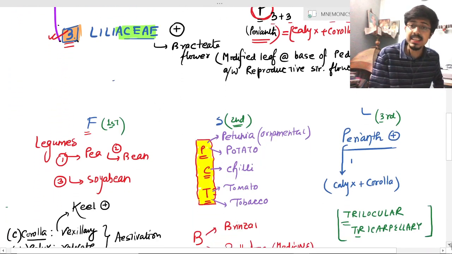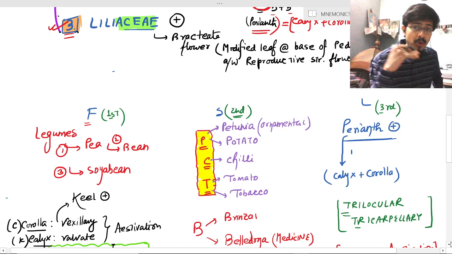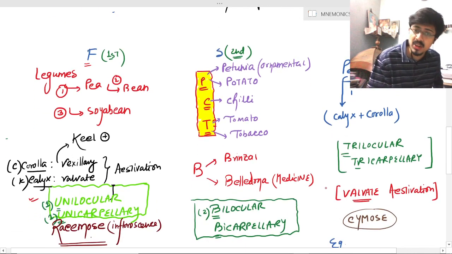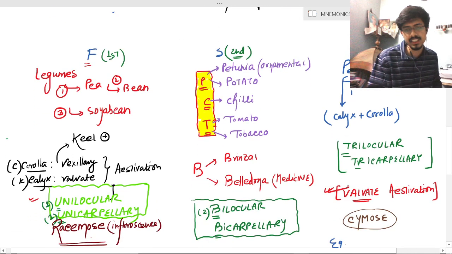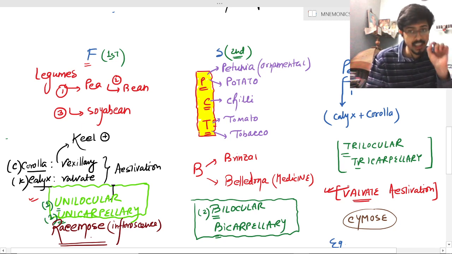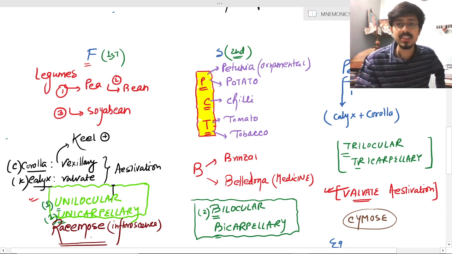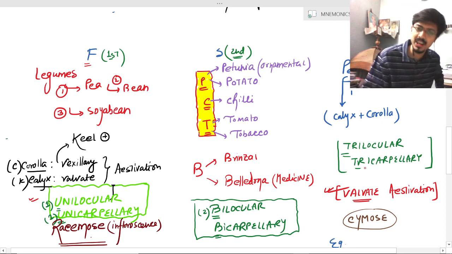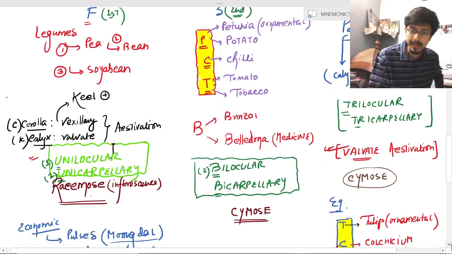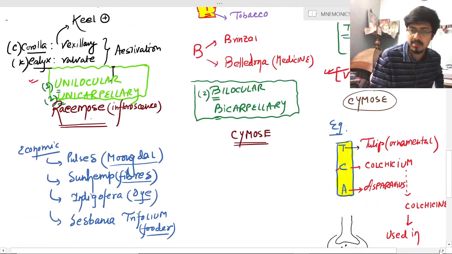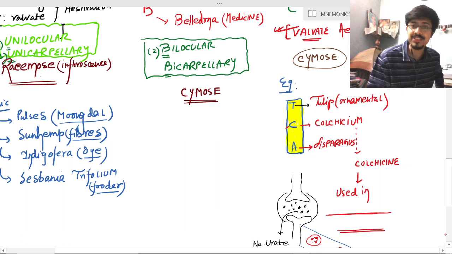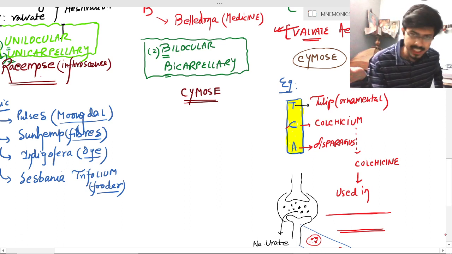Liliaceae. In the Liliaceae the special character is perianth, the calyx and corolla attached together. So first, perianth is present, and second, valvate estivation is found in the Liliaceae family. You have to remember this. And this is trilocular because the serial number is third, so it is trilocular and tricarpellary. For the examples, we can build the mnemonic TCA, the tricarboxylic acid cycle, the Krebs cycle. Very simple. Tulip is the ornamental.